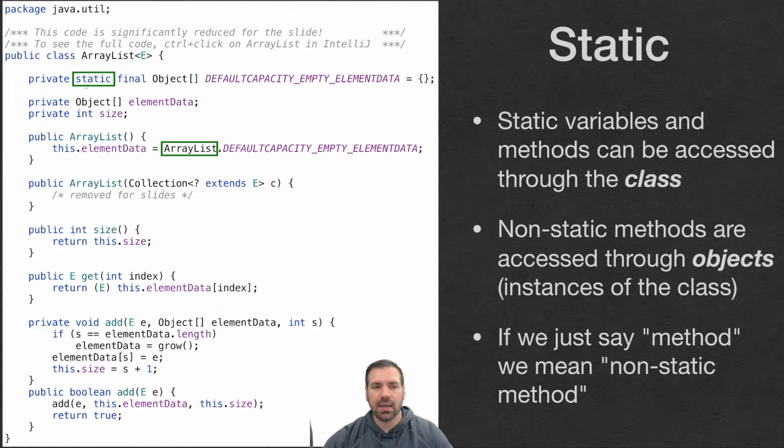Any static variable or method is called through the class itself, like problem set 0 dot average. It's called through the class itself. So this static variable can be accessed through ArrayList dot and then the variable name because it's static. We're accessing it through the class itself, not through an object of its type. Yeah, static referencing, and not through an object on the heap or anything, it's through the class itself.